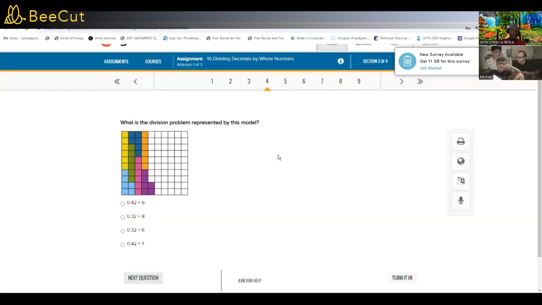Then, what is the division here? Count how many groups. How many colors can you see there? 7. That is the divisor.